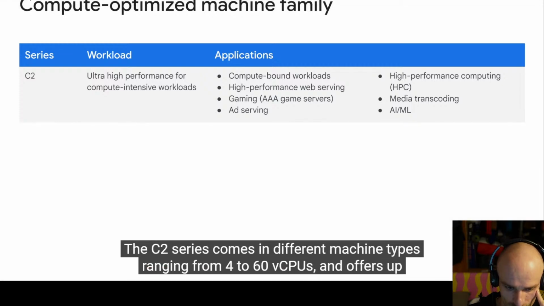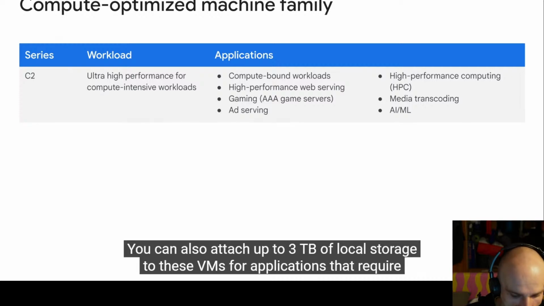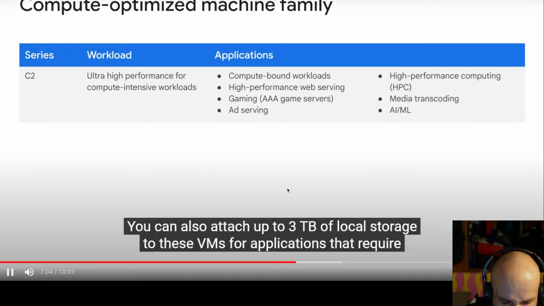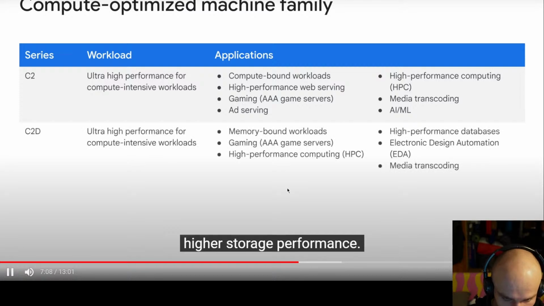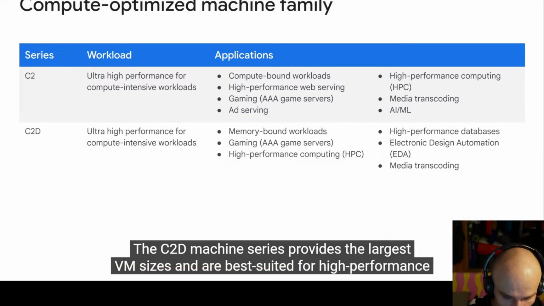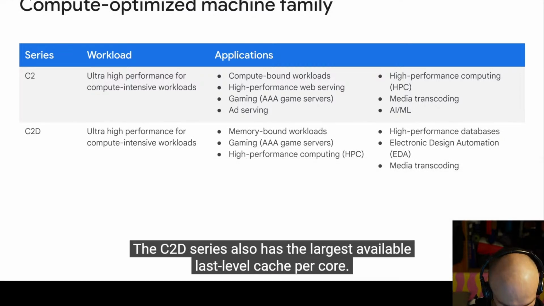The C2 series comes in different machine types ranging from 4 to 60 virtual CPUs and offers up to 240 GB of memory. You can also attach up to 3 TB of local storage to these VMs for applications that require higher storage performance. The C2D machine type series provides the largest VM sizes and is best suited for high performance computing. The C2D series also has the largest available last level cache per core.